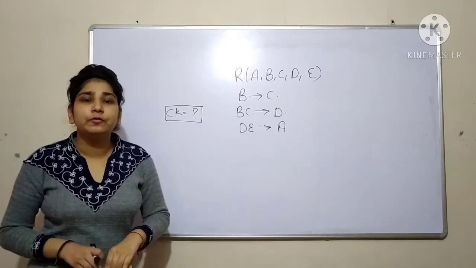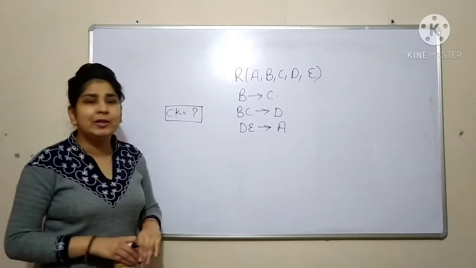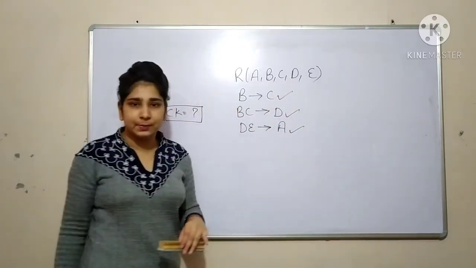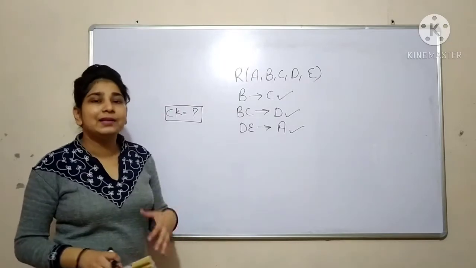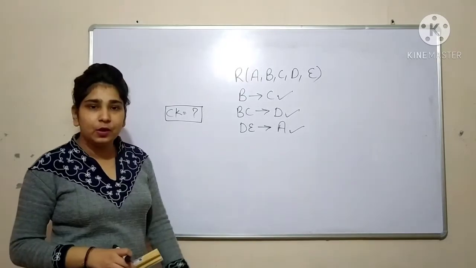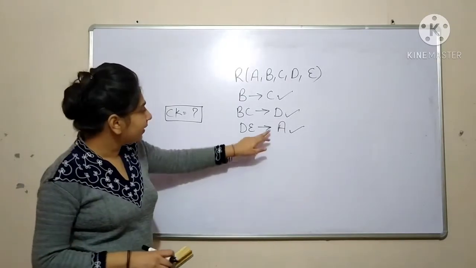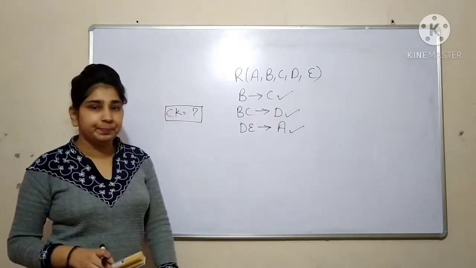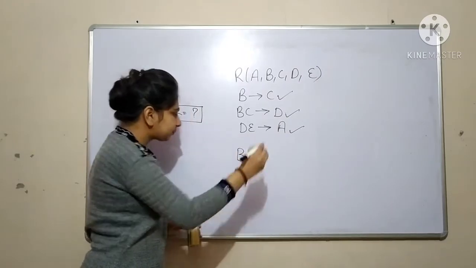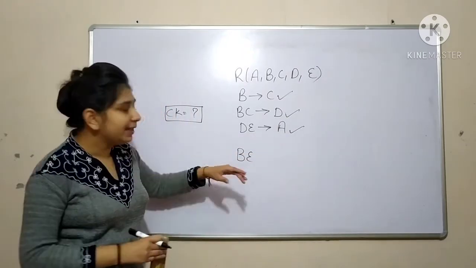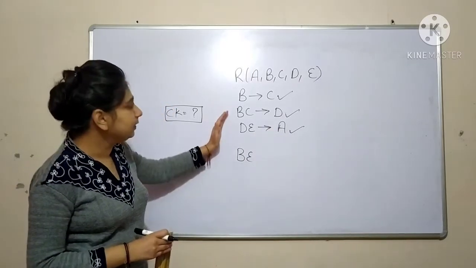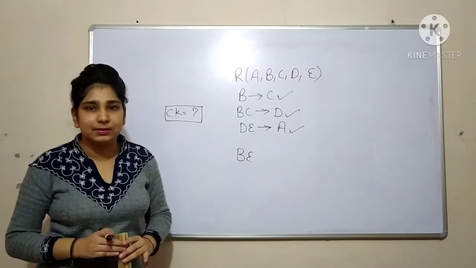First of all, we will be checking the right hand side of all functional dependencies. If you look at it, the attributes we have at the right hand side of all functional dependencies are A, D and C. If you look at the B and E attributes, they are not present at the right hand side of any of the functional dependencies.